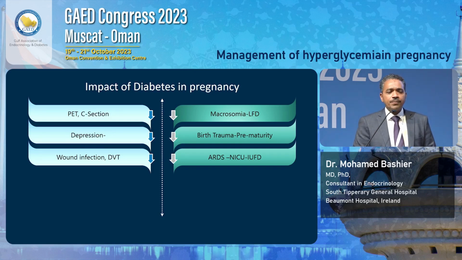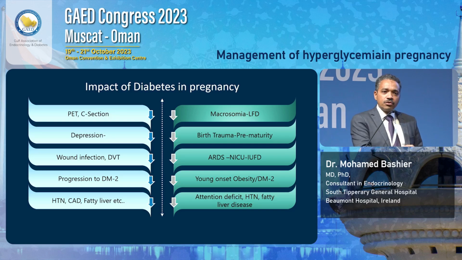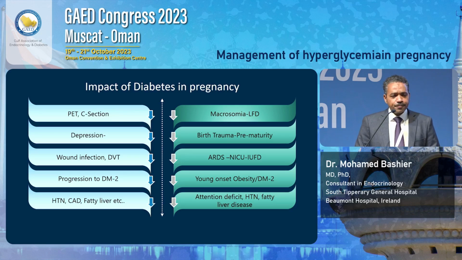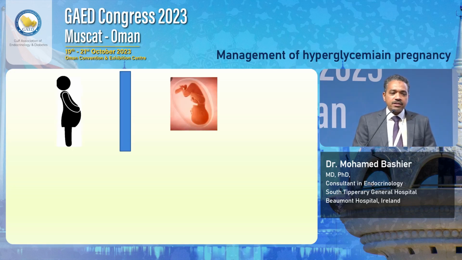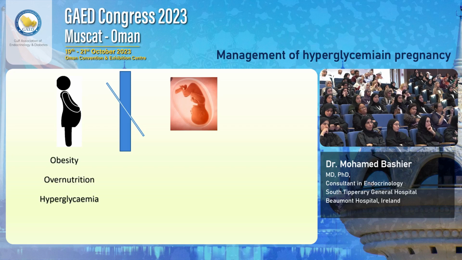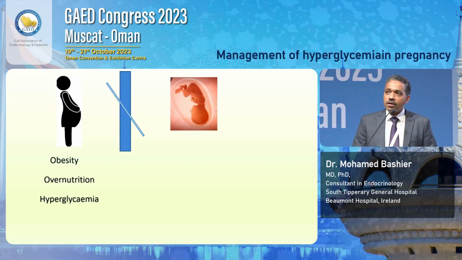but have long-term sequelae as well. More critically, offspring born to mothers with all forms of diabetes are at high risk of developing type 2 diabetes and all the spectrum of the metabolic syndrome that you are aware of. And it's the intrauterine environment that seems to impact the fetus most. And it's not only glycemia, it's also obesity, overnutrition, and hyperglycemia. And all these factors impact the fetus in different shapes and forms.